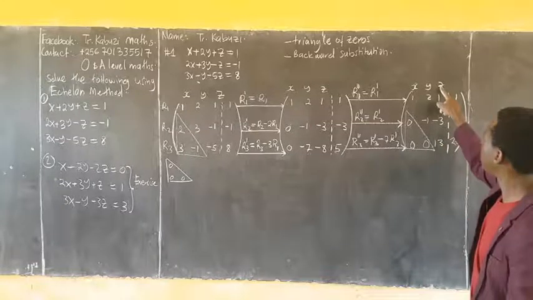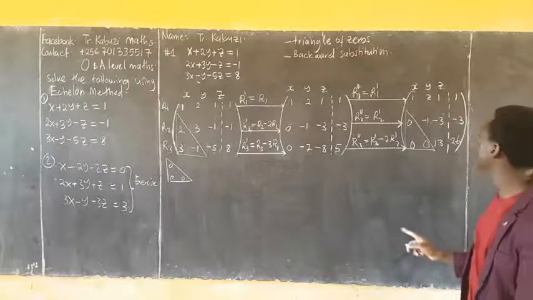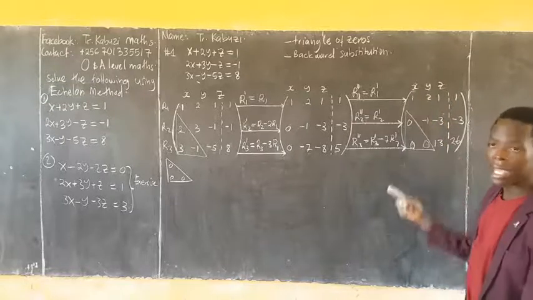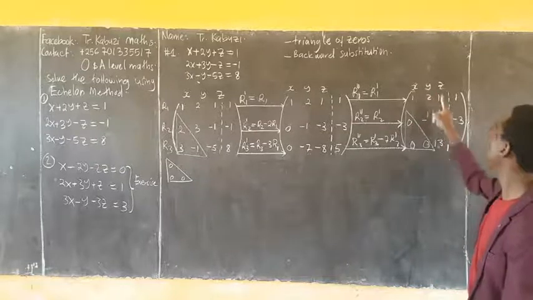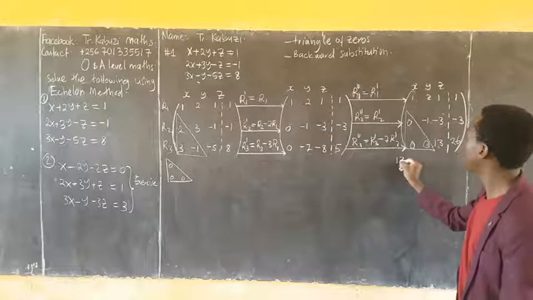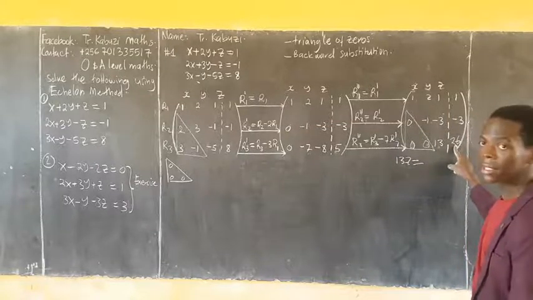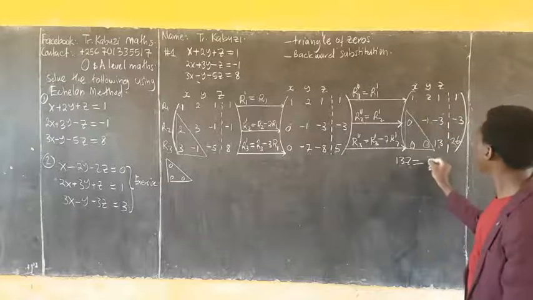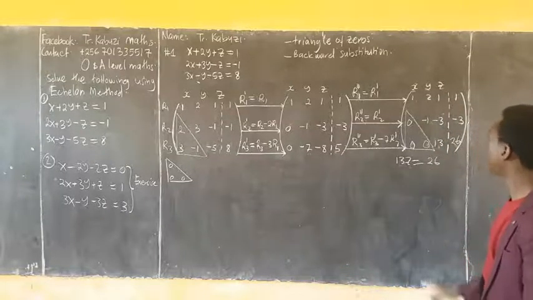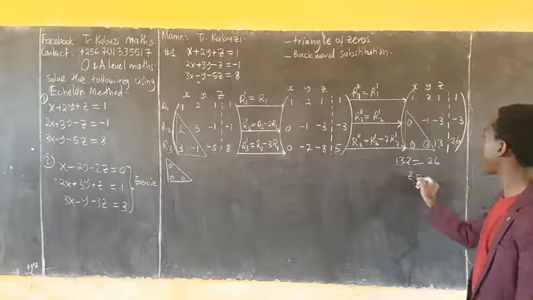Say this times this, this times this, this times this. So 0 times x I get 0, this times y I get 0, then 13 times z I get 13z equaling 26. Okay? So 26, then I'll divide by 13 on both sides, so z becomes 2.